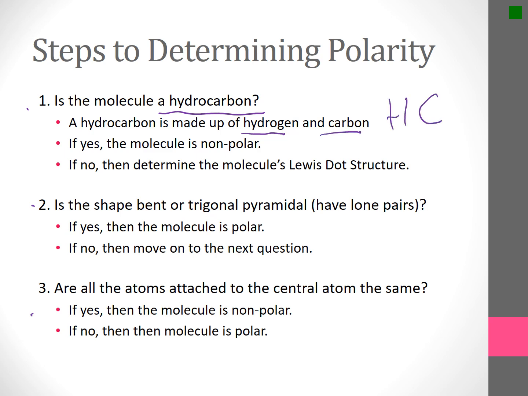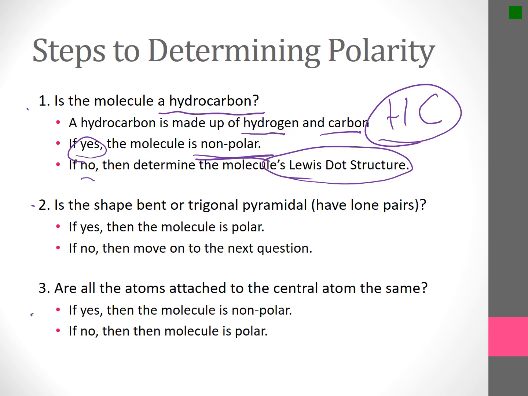So the only two elements you see are hydrogen and carbon. If you said yes to that, the molecule is considered automatically nonpolar. If no, then you have to move on to step 2. How to do that though? You have to figure out the Lewis dot structure of the molecule.